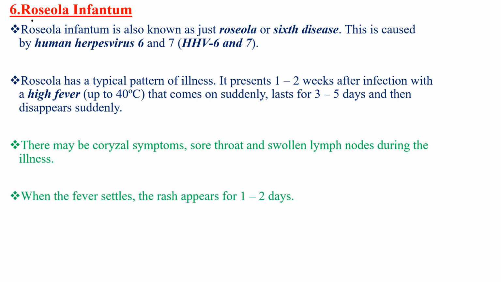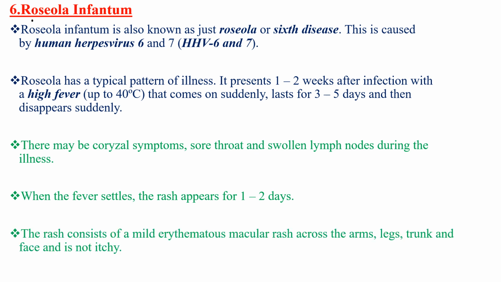When the fever settles, the rash appears for 1 to 2 days. So the difference between measles and Roseola Infantum is, in Roseola Infantum, when the fever stops, the rash starts. But in measles, the rash and the fever overlap for a few days.